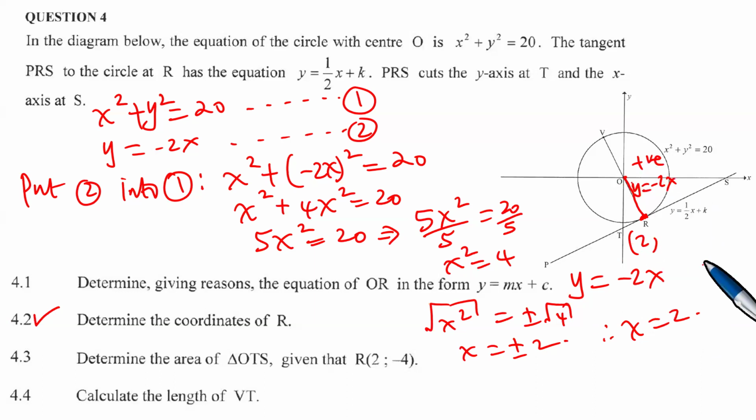So this R is on the positive side of the X, but you get a Y as well. What is Y? Obviously we use one of the equations, so y equals minus 2x. X is 2. Minus 2 times that is minus 4. So the coordinates of R are 2 and minus 4.